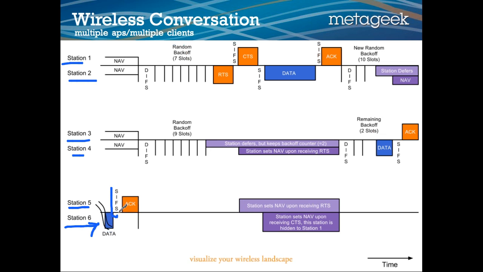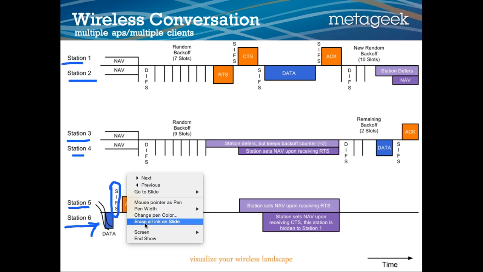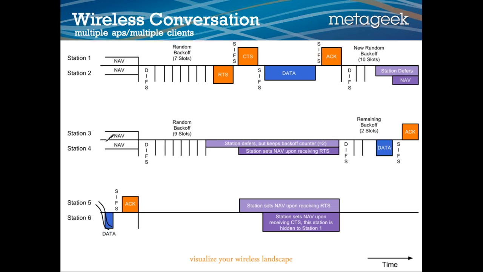Then we're going to have a SIFS, a short interframe spacing. And then station 5 is going to reply with an ACK. It's going to acknowledge that data frame. Meanwhile, stations 4 and 2 both need to transmit some data. So they're going to roll the dice to determine who gets to talk next. Station 4 is going to roll 9 random backoff slots, and Station 2 is only going to roll 7. They're both going to sit there and watch those backoff slots go.